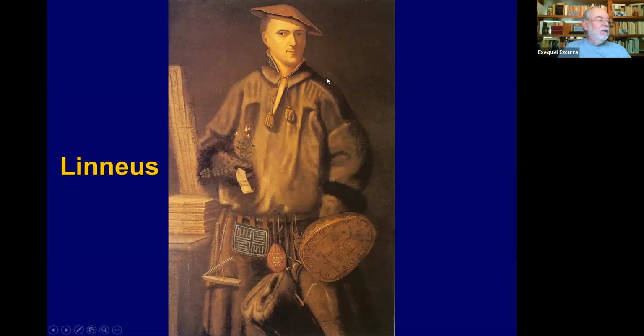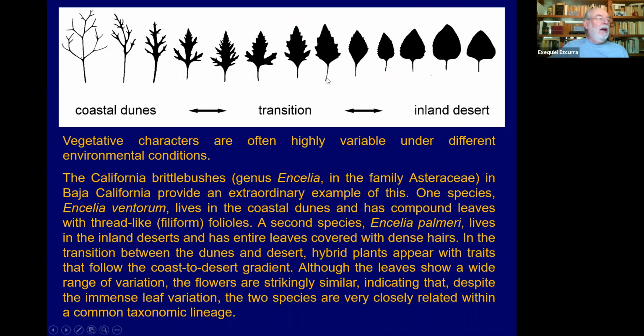Linnaeus realized that plants can be highly variable. For example, this is a modern example of a brittle bush, or a couple of species of brittle bushes, which grow very commonly in California, especially in the California deserts. And there are two species in Baja California. You can see here the cursor. One species on the left, which is Encelia ventorum, lives in coastal dunes, very subject to wind and wind erosion, and has these filiform, thread-like leaves that tolerate wind erosion very well.